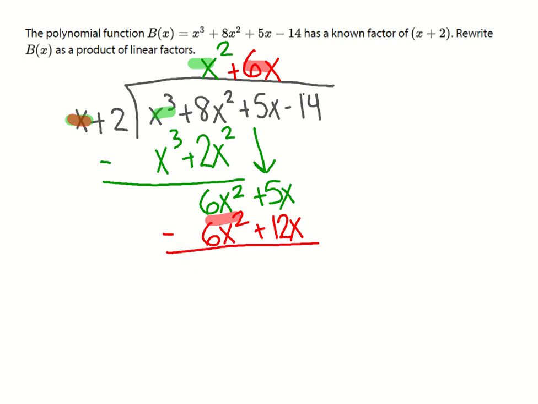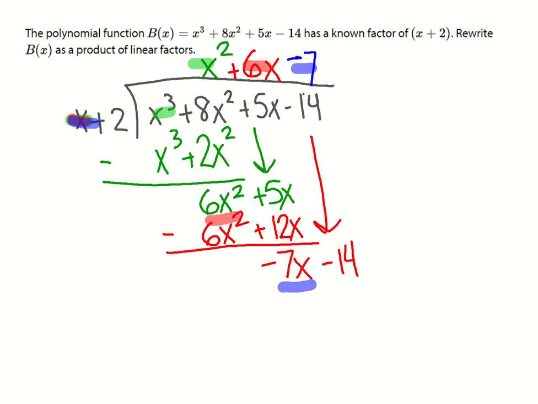6x squared minus 6x squared gives you 0. 5x minus 12x gives you negative 7x. And I'm going to bring down my next term. So now what I need to find out is x times what will give me negative 7x. So x times negative 7 will give us our negative 7x.